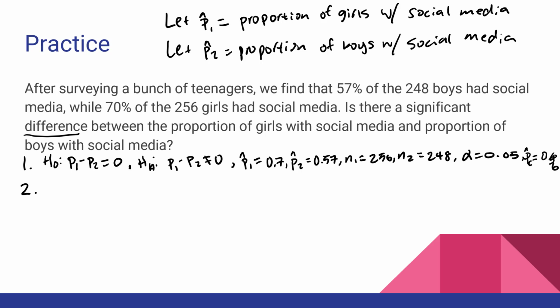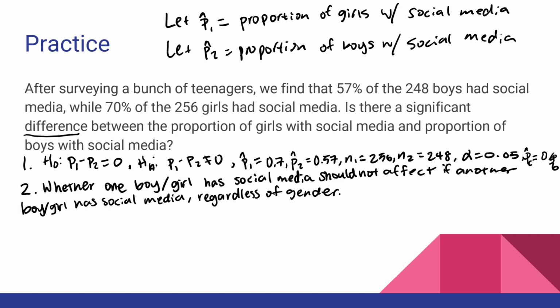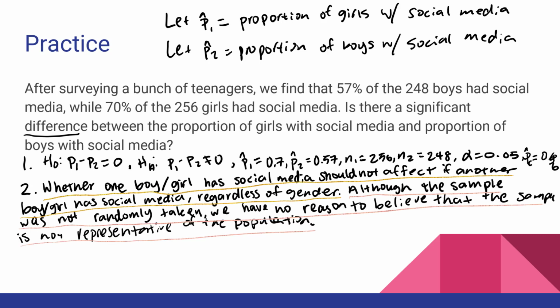Next, we have our conditions. So we start off with independence. We have to check independence between and within groups. So we would say something along the lines of, whether one boy or girl has social media should not affect if another boy or girl has social media regardless of gender. So that takes care of both within and between groups. Next, we have our randomization condition. We don't know that this sample is random, but we also don't have reason to believe that this sample is not representative of the entire population, so we just put our kind of wishy-washy statement here. Although the sample was not randomly taken, we have no reason to believe that the sample is not representative of the population.